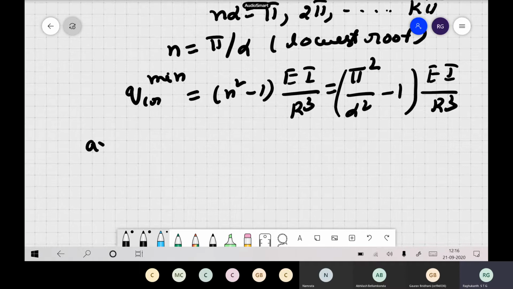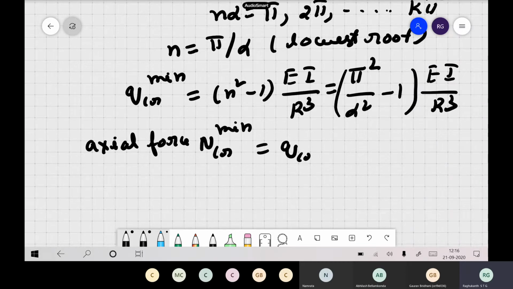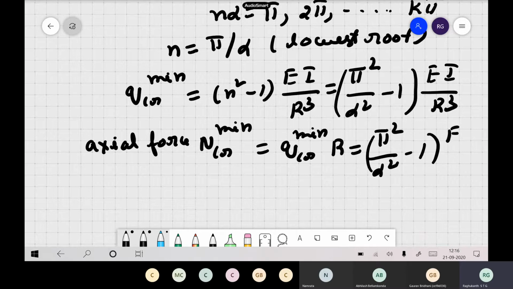Or if you want to find out the axial force in the arch, which is N_CR, the minimum. So this becomes Q_CR minimum multiplied by R. So this becomes (π² by α² − 1) EI by R². Okay, so this is the buckling load.